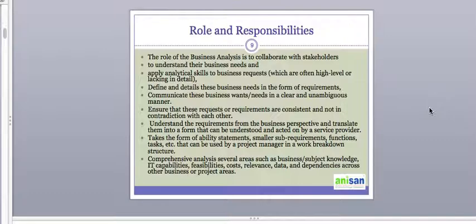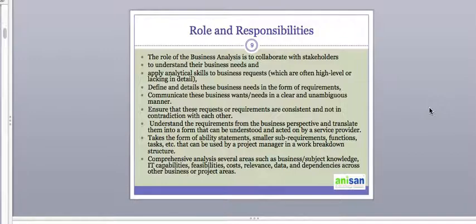Define and detail these business needs in the form of requirements. So we define and detail the business need in the form of requirements, that is high level or business requirements, and detail level or solution related requirements, which can be called functional and non-functional requirements. And we communicate these business wants or needs in a clear and unambiguous manner. That is documenting these requirements in a structured way, which we may call a template. That's a business requirement document or software requirement specification, or it could be a product roadmap, or a functional requirement document, and we present them.